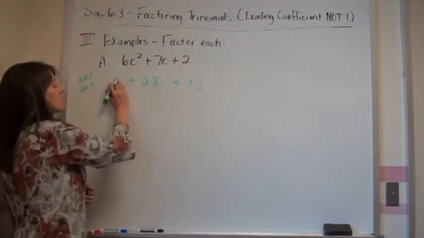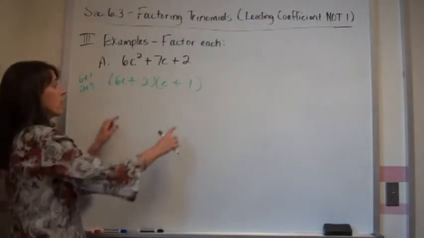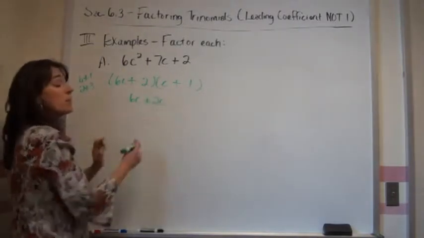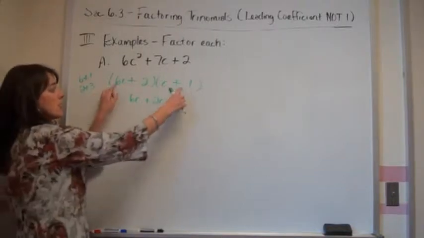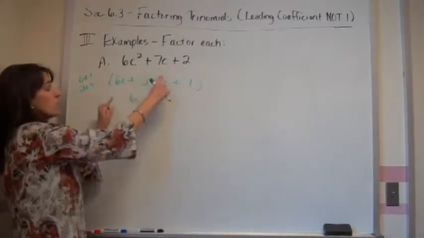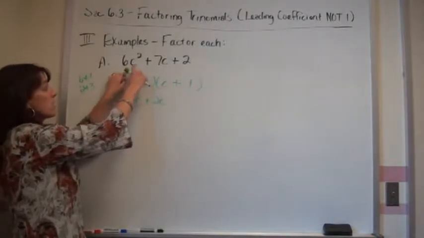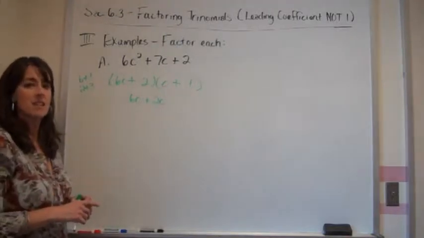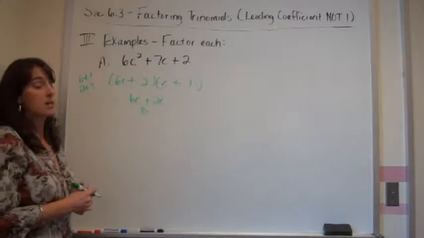If I try the 6c and the 1c, maybe it'll work. Outside here, I get a 6c. Inside here, I get a 2c. And remember, I've told you before that it's not necessary to check the entire FOIL. It's really just the outsides and insides to create the middle term. Because c times 6c better be 6c squared. That's how you split it up. 2 times 1 better be a 2. That's how you split it up. It's outsides and insides that you're worried about. These combine to be an 8c. So I know that that's not right.